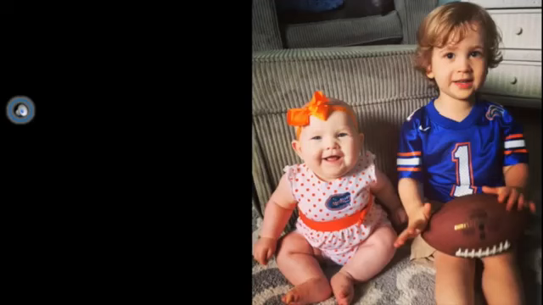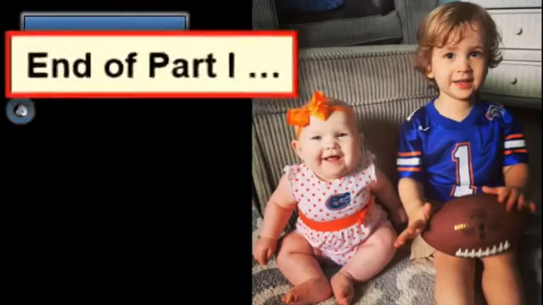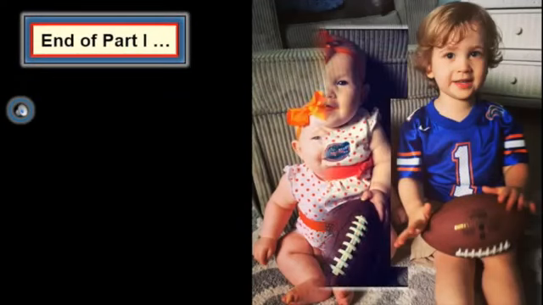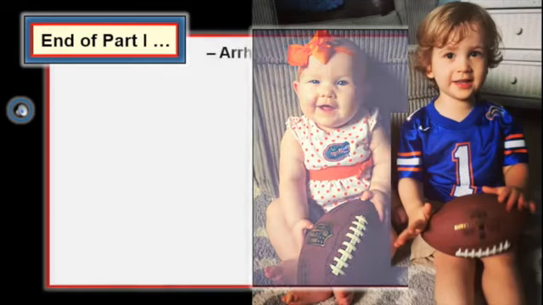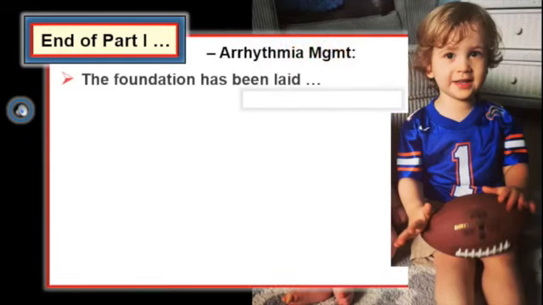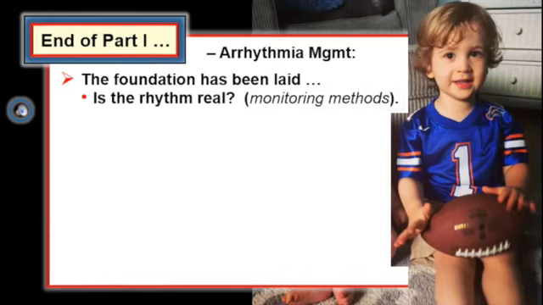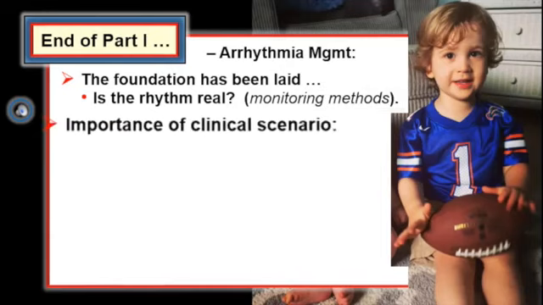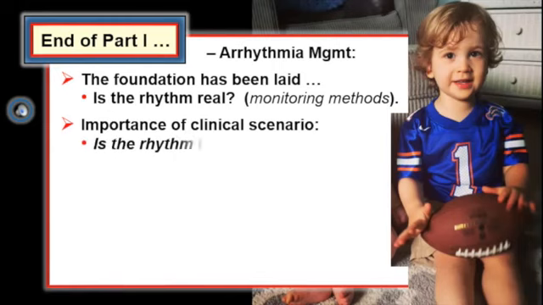We've reached the end of part 1 of this video on a practical approach to cardiac arrhythmias in primary care. In this first part, we've laid the foundation, beginning with the fundamental question of ensuring that the rhythm is real and not artifact. We've discussed monitoring methods and have emphasized the importance of the clinical scenario for determining how to proceed. A key issue from a primary care perspective is determining if the rhythm is likely to be benign or if there are red flags that signal a need for referral.